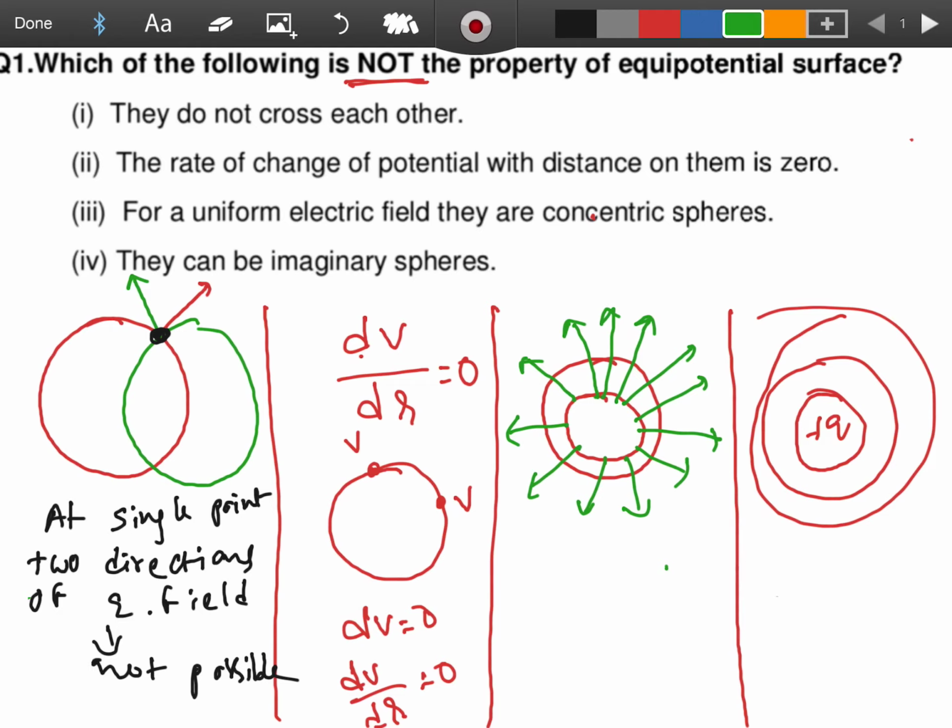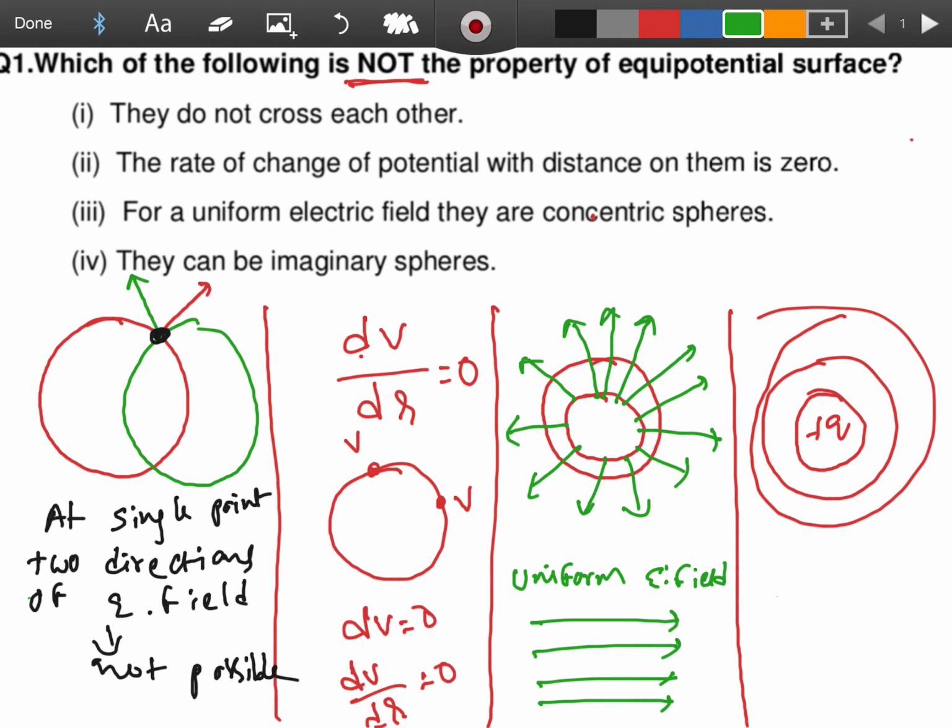Okay. Now the electric field, is this electric field uniform? No. How will a uniform electric field be? It will be like this. The electric field lines in a uniform electric field are parallel lines.